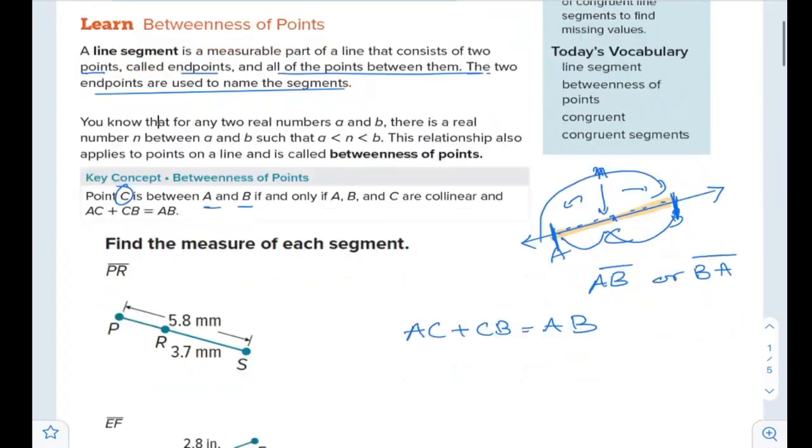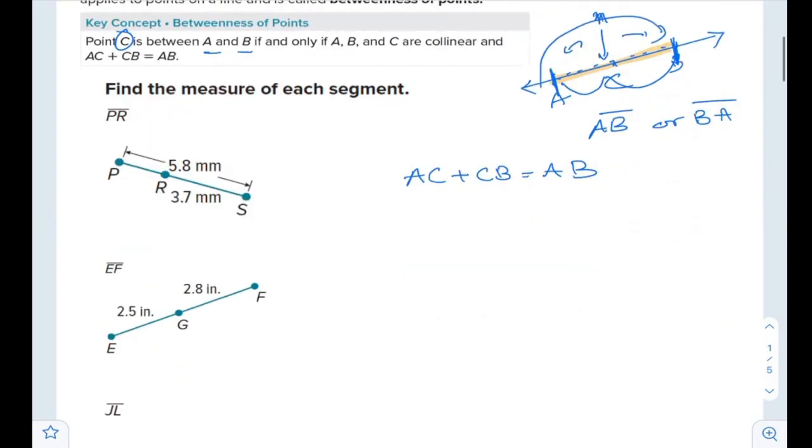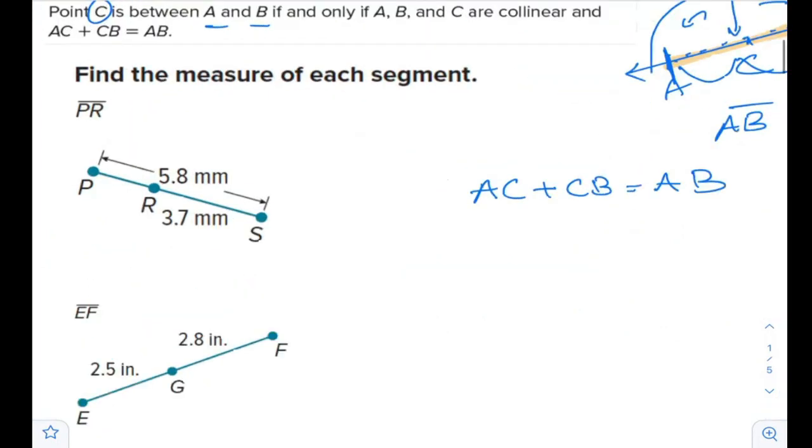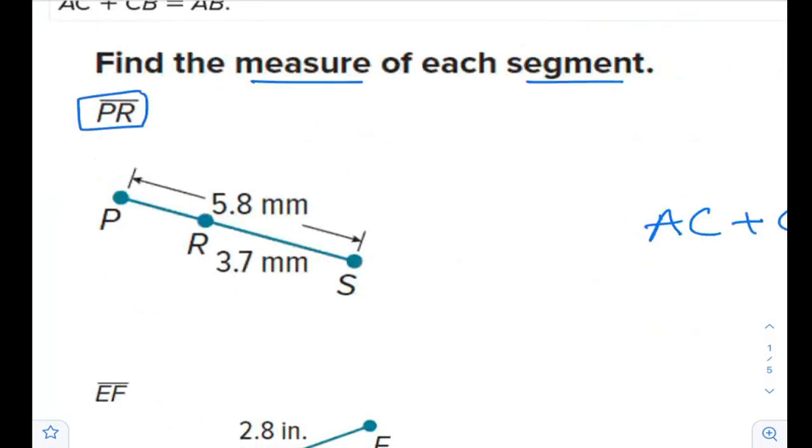So we can find the measure of each segment required here. Find the measure of each segment. Question 1, PR. So you are asked to find only from P to R. You know that, you can do it mentally by the way, if you know that the total segment has length 5.8, part of it only is 3.7, so mentally you can say 5.8 minus 3.7, and you can use your calculator. If you do it mentally, it's okay. 5.8 minus 3.7, it is 2.1.